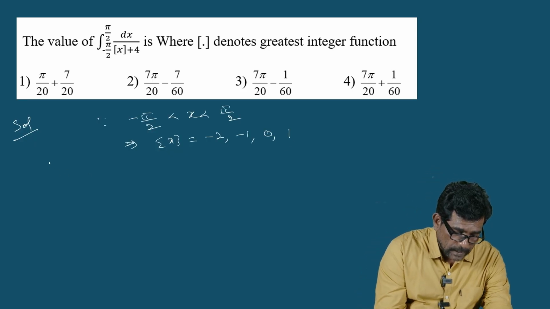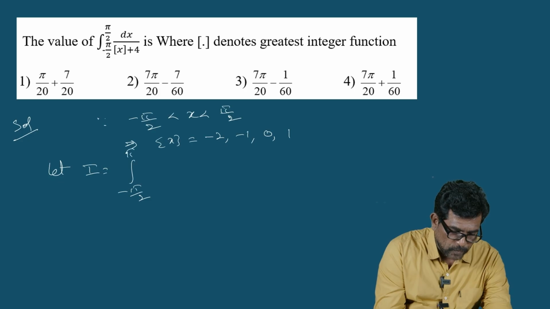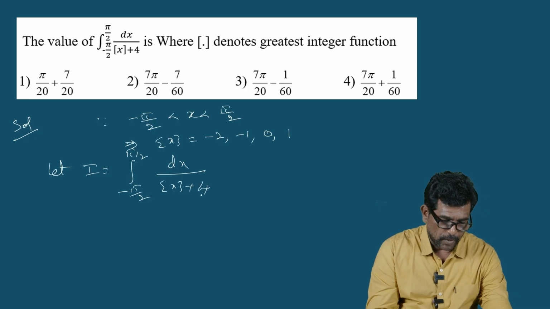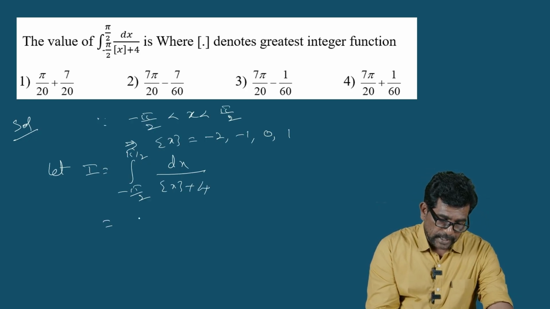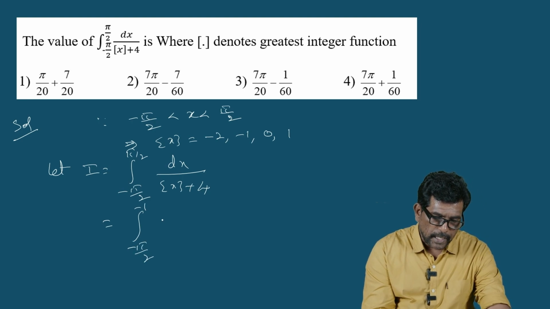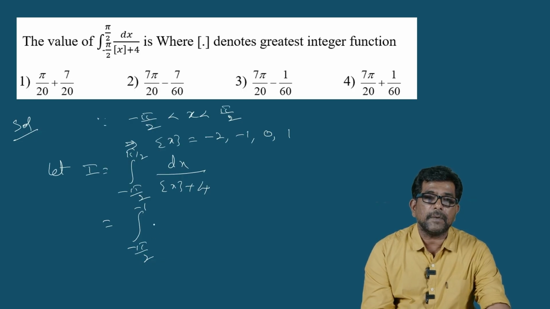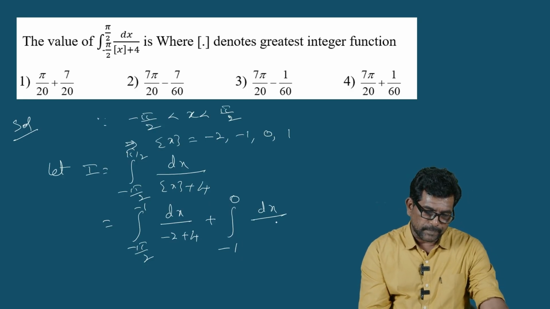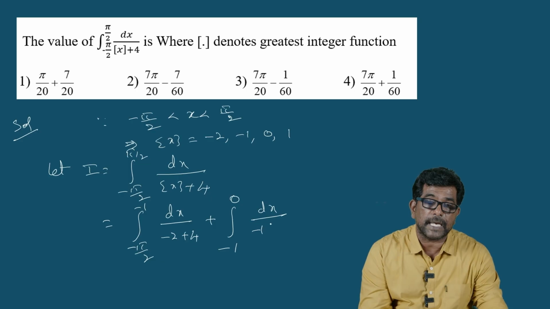That is, suppose I start with, let I is equal to integral minus pi by 2 to pi by 2 dx upon integral part of x plus 4. Now according to the greatest integer function definition, it can be split at minus pi by 2 to minus 1. In the interval minus pi by 2 to minus 1, integral part of x becomes minus 2. Hence it is dx upon minus 2 plus 4 plus integral minus 1 to 0 dx upon, in this interval integral part of x becomes minus 1.